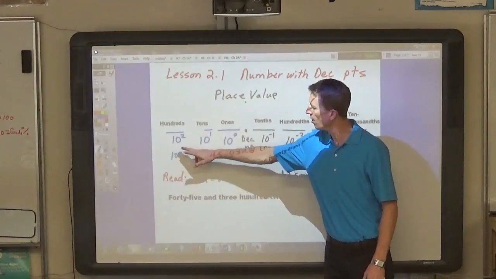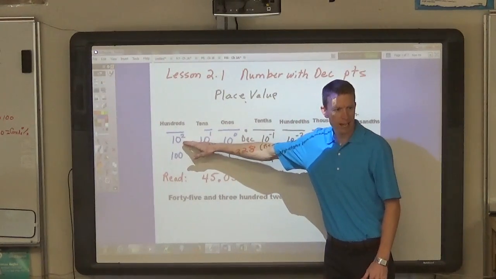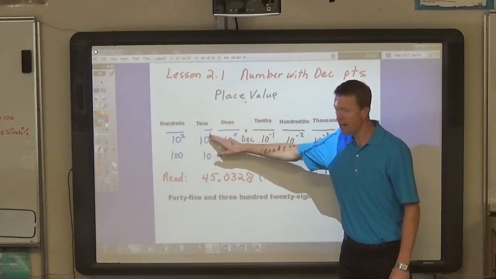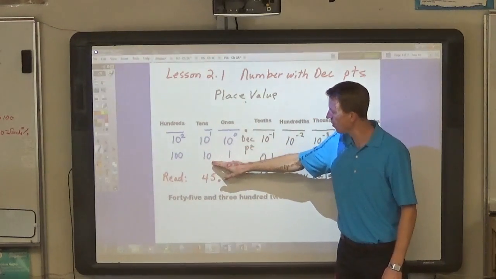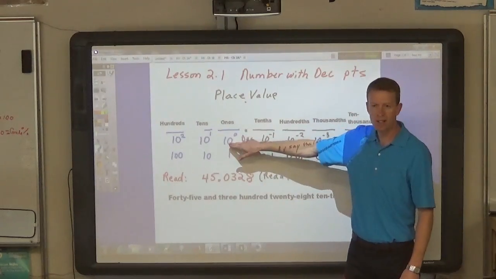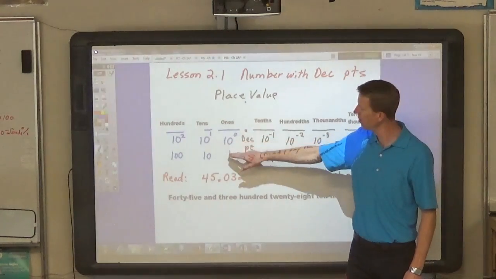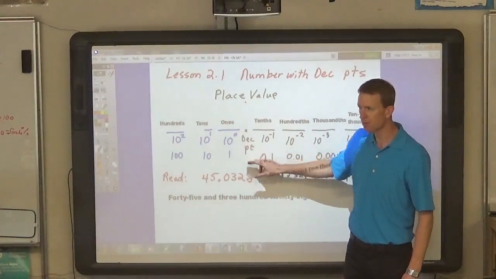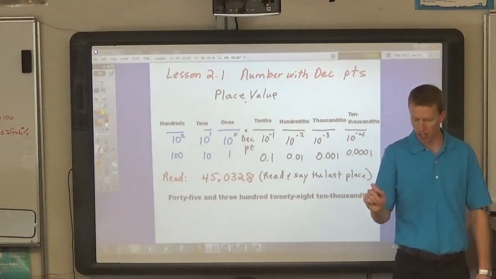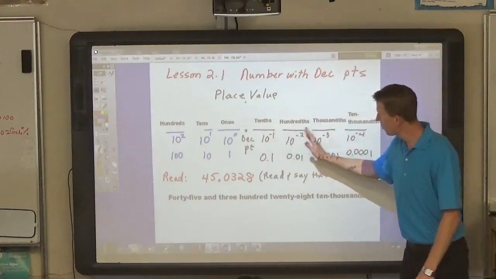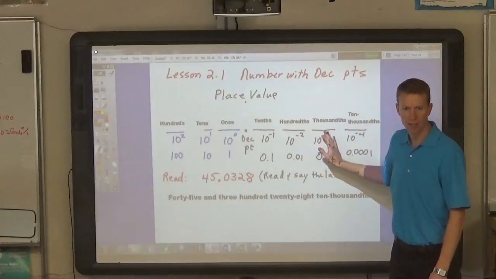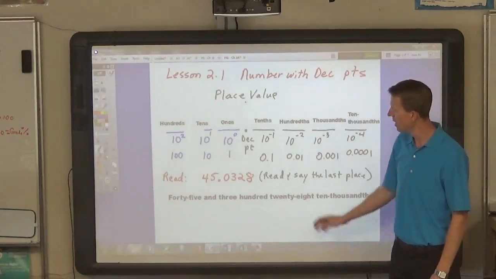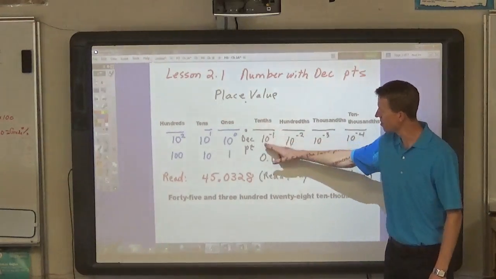Hundreds, which we know is 10 to the second power. And tens, which is 10 to the first power. And ones, which is 10 to the 0 power. And then there's a decimal point. And the decimal point shows us that all of the numbers to the right are less than 1. They refer to numbers that are less than 1, and they're broken down into these places.